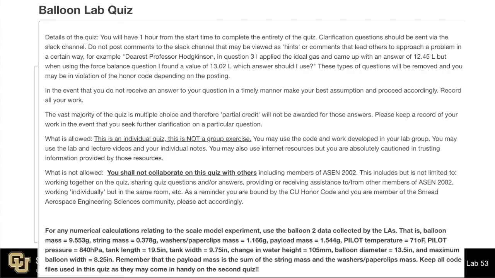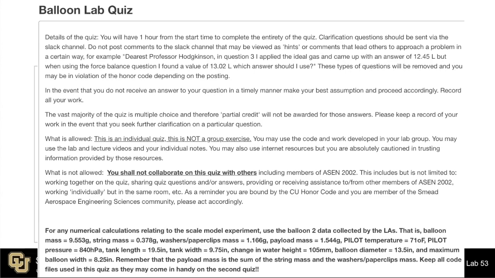Looking here at some important aspects of the quiz. You will have 1 hour to complete the quiz from when you choose to start it. You need to complete the quiz by Tuesday, September 23rd, 1 minute before midnight. Please do not wait to the end. This is an individual quiz. If you are not sure what that means, please ask me for more details and I can expand upon what is allowed and what is not allowed.